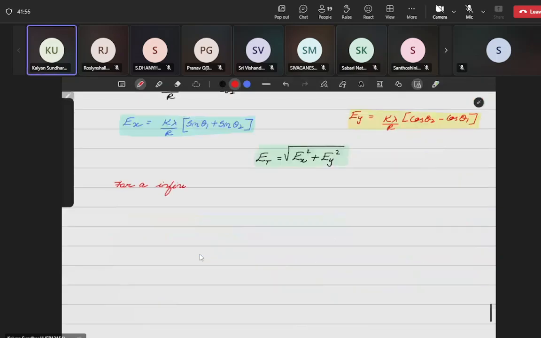So for an infinite long wire, E along X will be equal to, now tell me, K lambda by r appears. Theta 1 is 90 degrees, theta 2 also 90 degrees. So sin 90 plus sin 90, 1 plus 1, 2. So E along X will be 2k lambda by r. What about E along Y? 0. So this is the case when theta 1 is equal to theta 2, which is equal to 90 degrees.